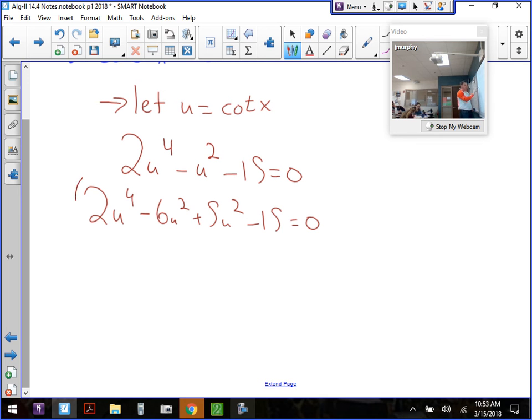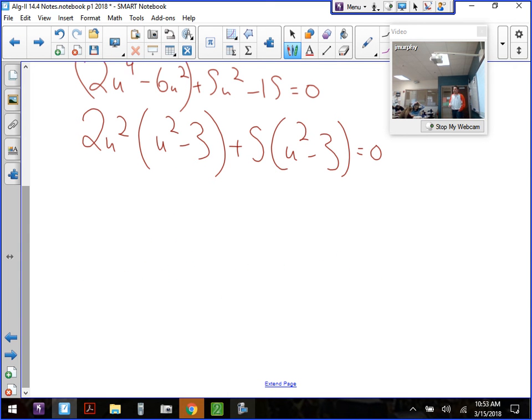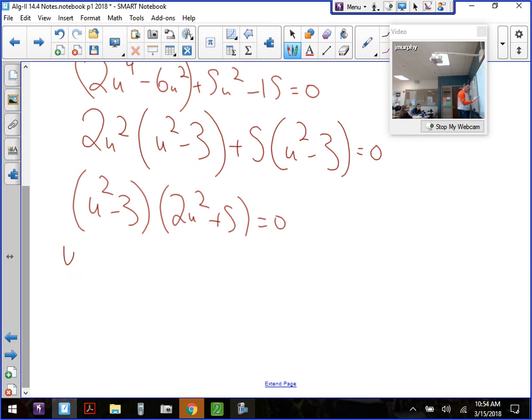What's your GCF then for 2u to the fourth and 6u squared? Take out a 5. Are the two things that are in parentheses the same thing? Woo-hoo! So that means we have u squared minus 3, 2u squared plus 5. So I have now u squared minus 3 is 0, 2u squared plus 5 is 0.